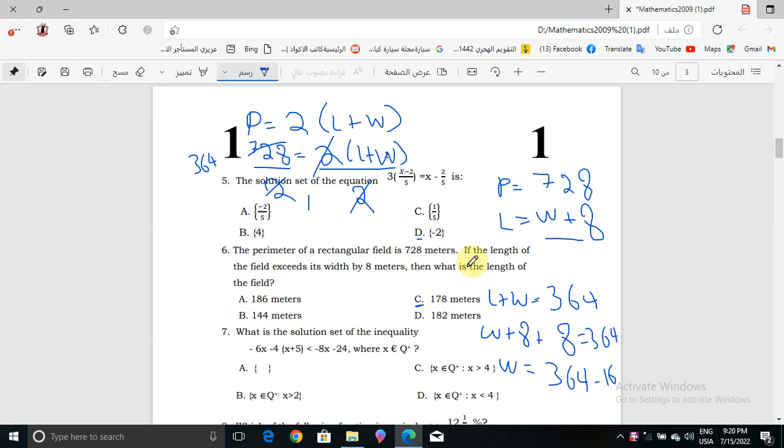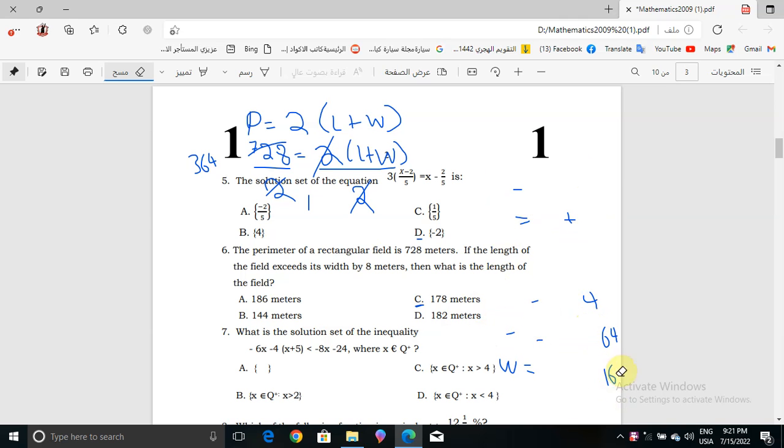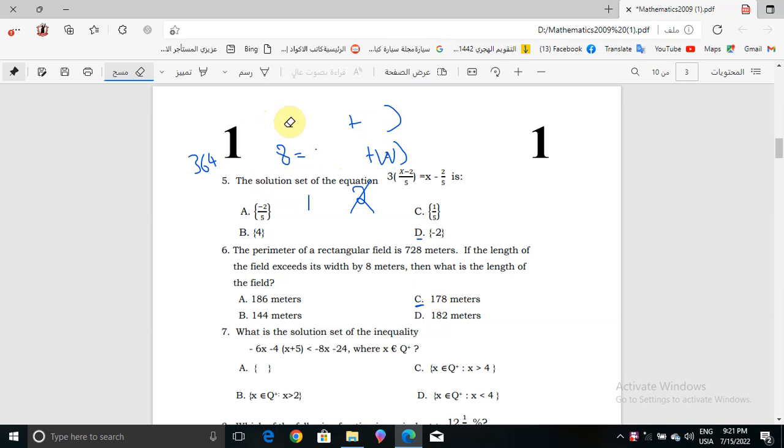Now question number 7. In question number 7, it says, what is the solution set of the inequality negative 6x minus 4 times (x plus 5) less than negative 8x minus 24? Okay, now let's do it together.